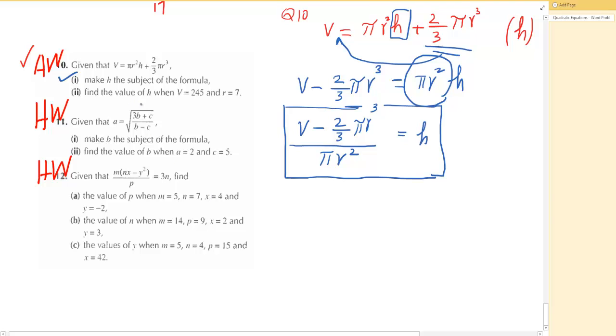In the second part, you have to find the value of H when V is 245 and R is 7. I suggest you should do it yourself at home. Whenever you have time, plug the values in this formula, you will get the answer. And this is totally a game of calculator. So I am leaving the second part. Now I am moving to question number 11. In question 11, the formula is this one.